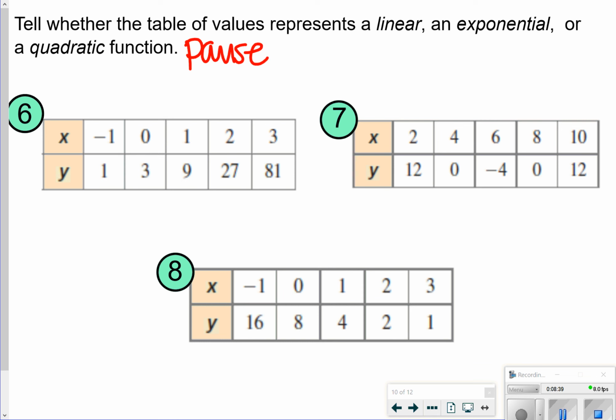Alright, so for number 6, we notice that 1 changes to 3, multiplied by 3, 3 to 9, multiplied by 3, 9 to 27, multiplied by 3. Since we're multiplying by a common ratio, number 6 should be represented as exponential.